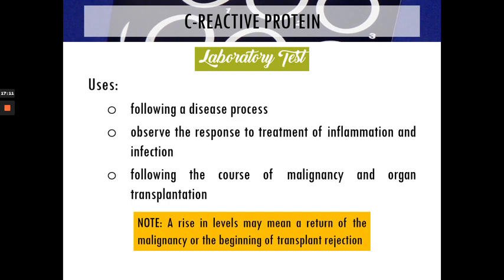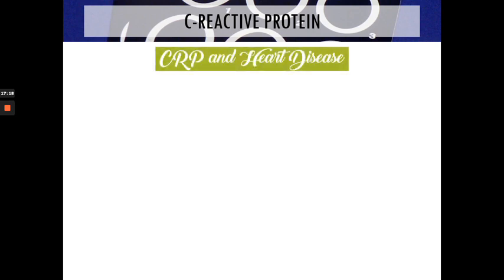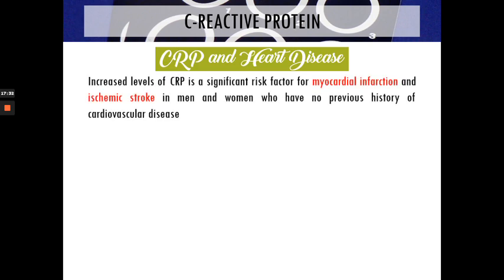All right, and another very useful function of CRP is its correlation with heart disease. A lot of studies recently have been focused on the correlation between CRP and its relationship with heart disease. Okay, because increased levels of CRP are a risk factor for MI, myocardial infarction, or heart attack, and ischemic stroke in men and women who have no previous history of cardiovascular disease.